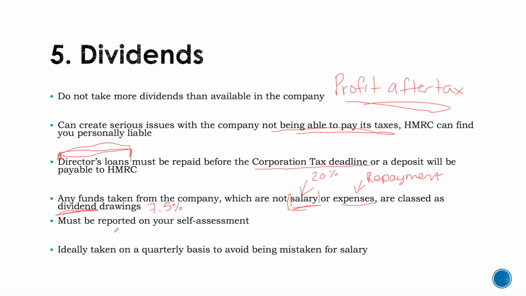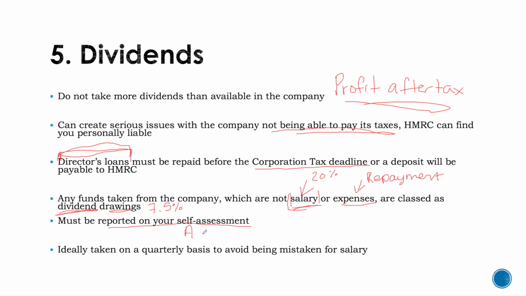Dividends have to be reported on your self-assessment to pay the tax. This is not taxed at source. Salary is taxed at source with PAYE submissions. All the national insurance and tax shall be deducted as necessary based on the annual salary you receive. Expenses cannot be taxed, they're just repayments, like I said. And dividend drawings are taxed on your self-assessment once per year.